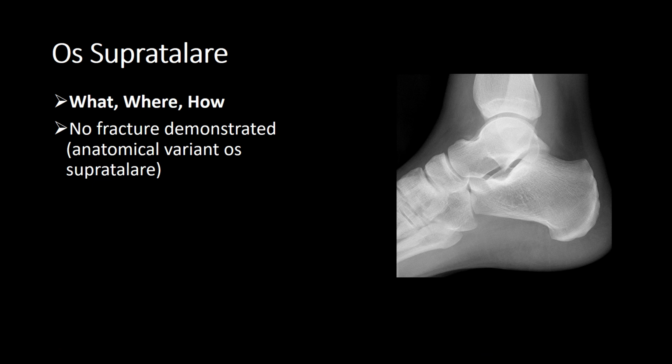Os supratalare. Supra meaning superior and talare pertaining to the talus. So we can see the small accessory ossicle sitting superior to the talus. It's well corticated. Usually if you get an avulsion fracture of the talus, it tends to be slightly more distal. So, no fracture demonstrated. Anatomical variant os supratalare.